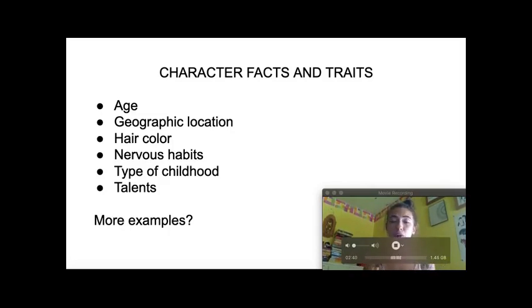So it's really important for you to know as much as you can about the character that you're creating, because that's going to help you make your story feel real. It's going to help the reader be engrossed, and it's going to help them really be invested in your character's story and what's happening to them.